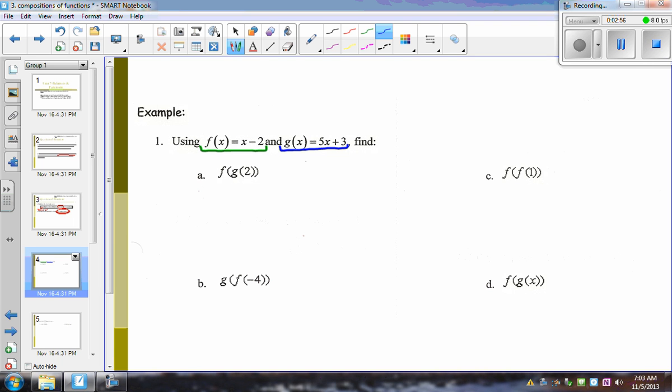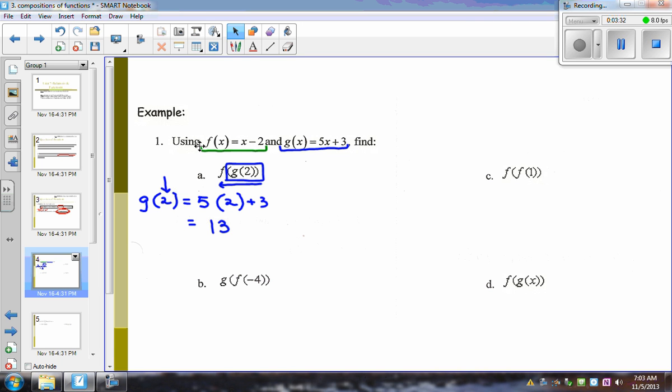Let's take A. We're going to read our compositions backwards, as we said, from right to left. And we will first perform the evaluation that we see first. So in this case, we see g of 2. As we said the other day, in this evaluation we are given an input value of 2, and when we place that value where we see the variable, we get the output value of 13. And again, what that really represents is the coordinate (2, 13) on the graph of that function.